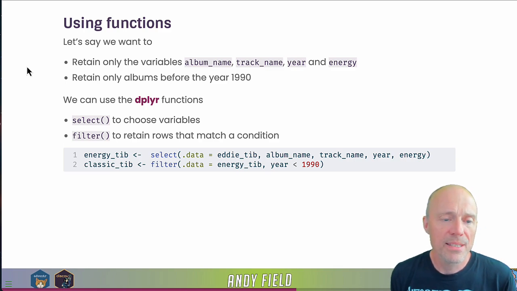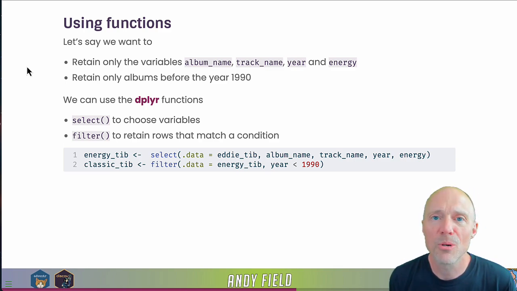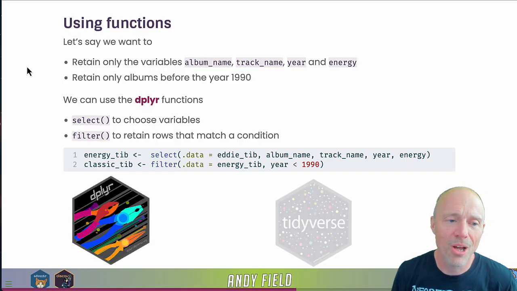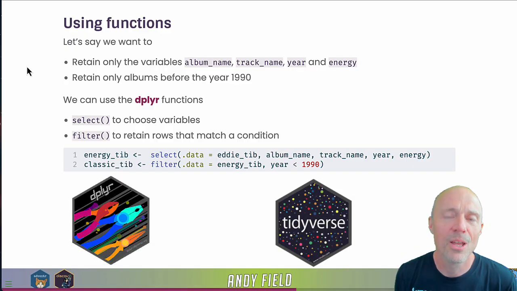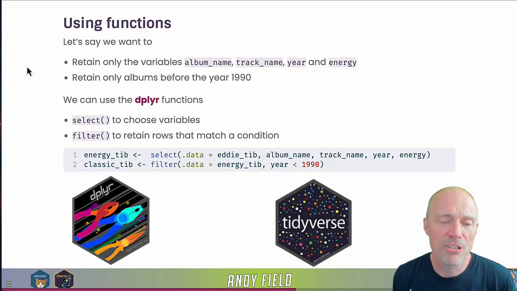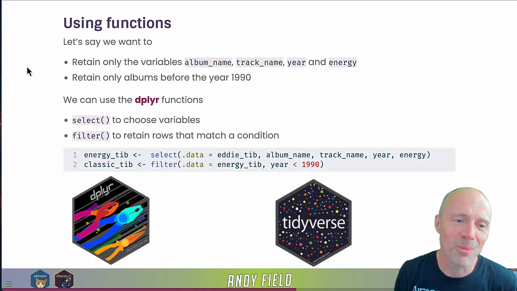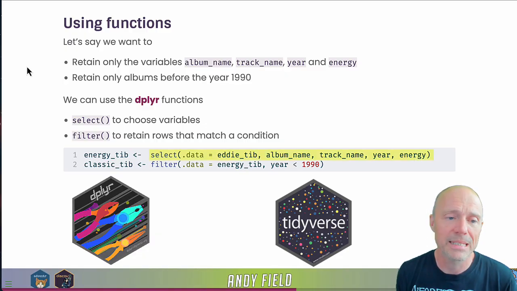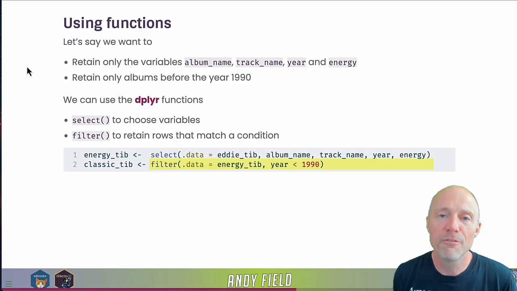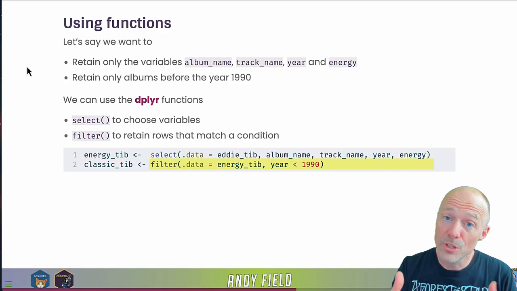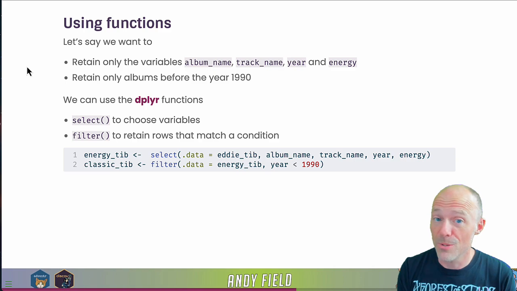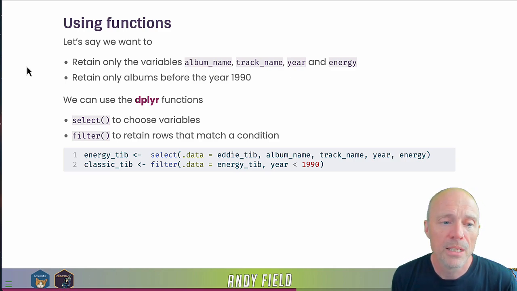Now, how we can do this is to use some functions from a package known as dplyr, which is in a sort of umbrella package called Tidyverse. So as long as we've got Tidyverse loaded, we can use dplyr. There's lots of functions in dplyr, but the 2 functions we can use are a function called select, which is designed to allow us to choose variables within a data frame, and a function called filter, which allows us to filter rows of a data frame. So we can set a condition and say, only give us the rows that meet this condition.